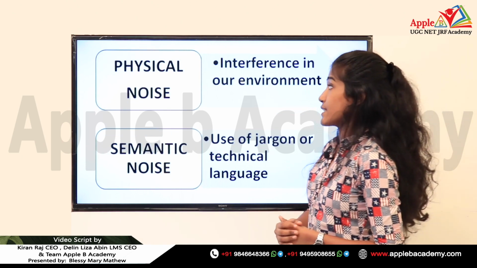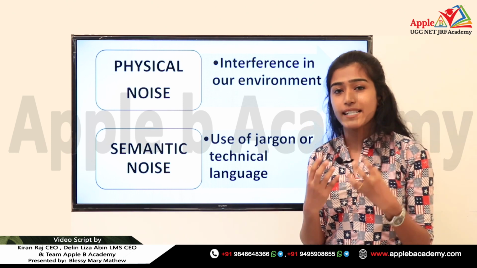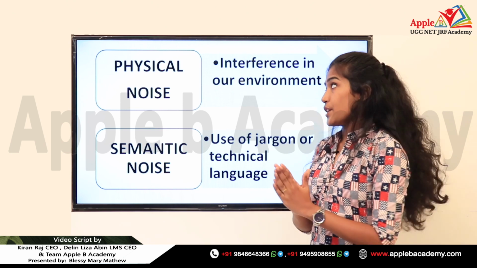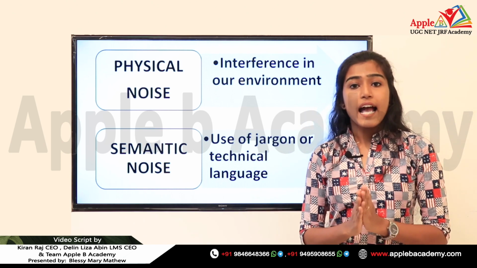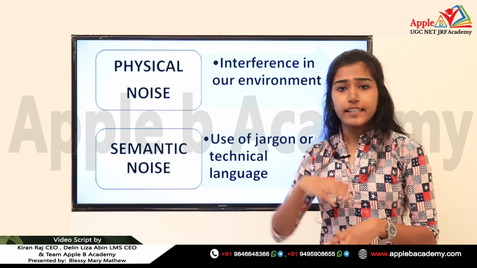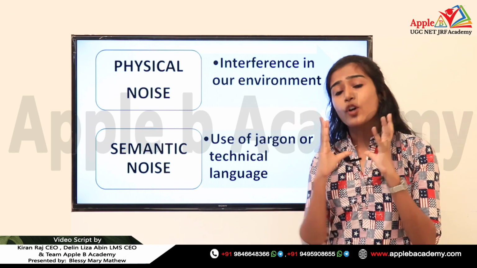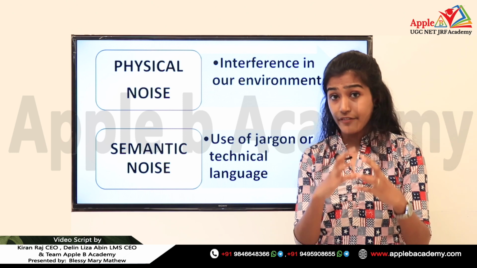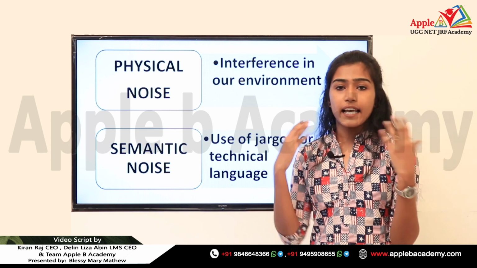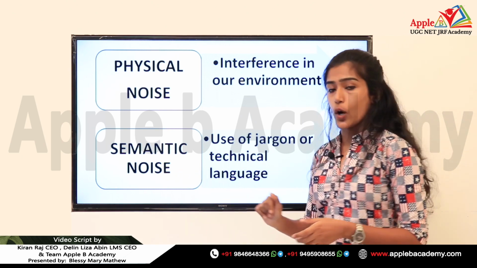So the first type of noise is physical noise. So physical noise is the interference in our environment. So if there is some disturbance around us that is causing a disturbance to the entire communication, that can be called physical noise. If we are traveling in a bus and one of our friends is calling us, at that point there are so many noises around us, like the noise from the transportation, the horn of the bus, so many disturbances. So the noises that can affect our effective communication, that are caused from the environment or the physical state surrounding us, can be called physical noise. And next we have the semantic noise.